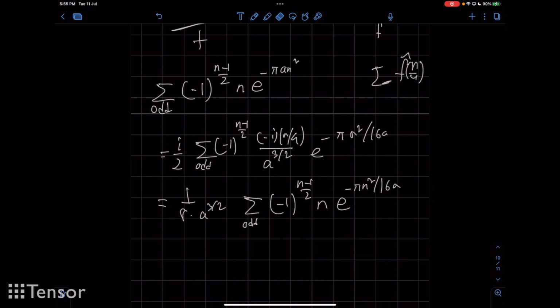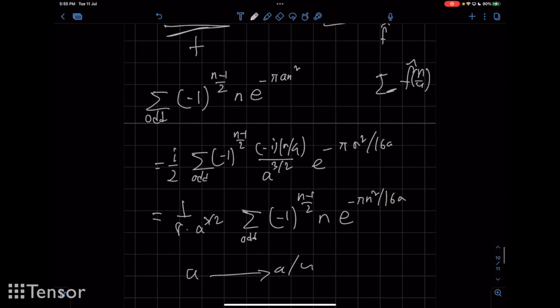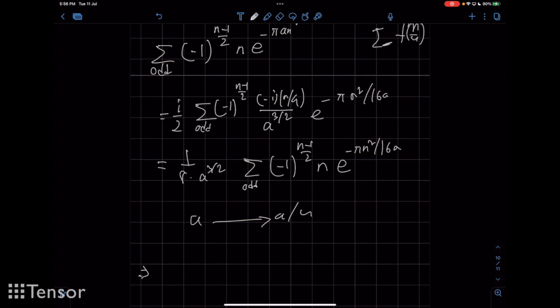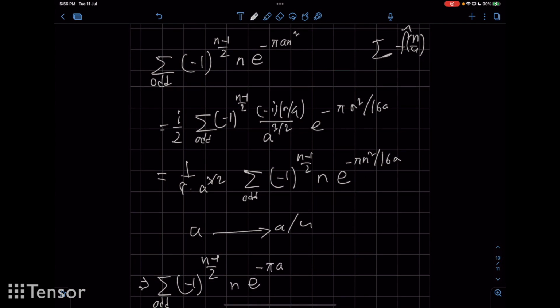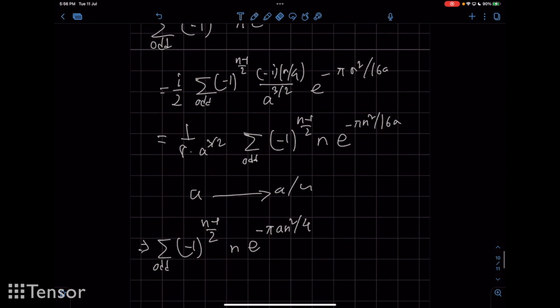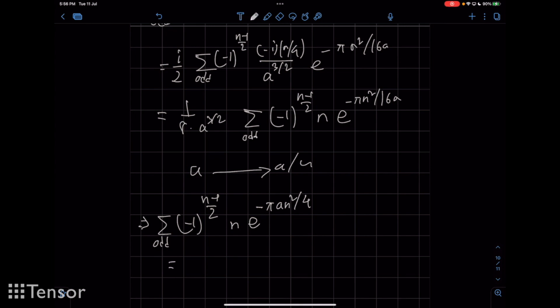Now what we're going to do is replace a by a over 4, of course on both sides of the equation. The left hand side becomes the sum over all odd n of negative 1 to the n minus 1 over 2 times n e to the negative pi a n squared over 4. On the right hand side we have 1 over 8 times a to the 3 over 2. So 4 cubed is 64, the square root of 64 is 8, so the 8 gets cancelled out. We have 1 over a to the power 3 over 2 and the sum over odd n of negative 1 to the power n minus 1 over 2 times n e to the negative pi n squared over 4a. I hope this is correct.